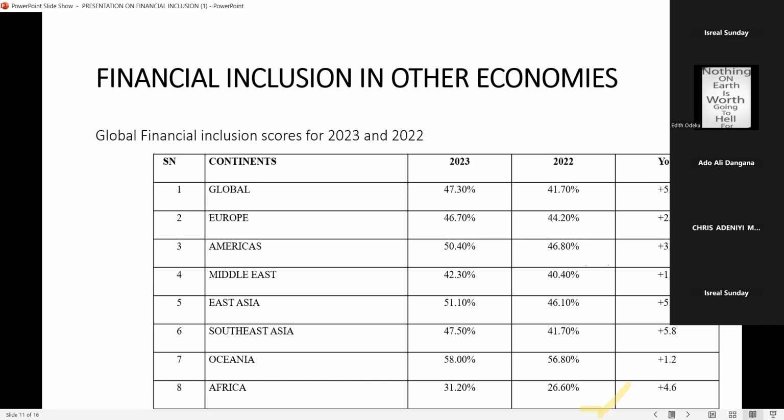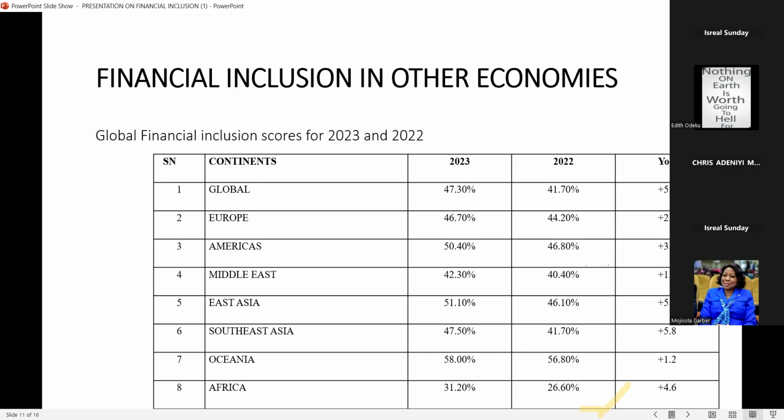In 2023, we have about 47.3. As at 2023, in Europe, we have this rate of people who have access to financial services. In the Americas, both South and North, we have about 50.4. In the Middle East, we have this. In Asia, we have this. In Southeast Asia, we have this. And in Oceania, we have 58 point this. This was the percentage of the citizens having access to financial services, one or the other. This was as at December 2023.